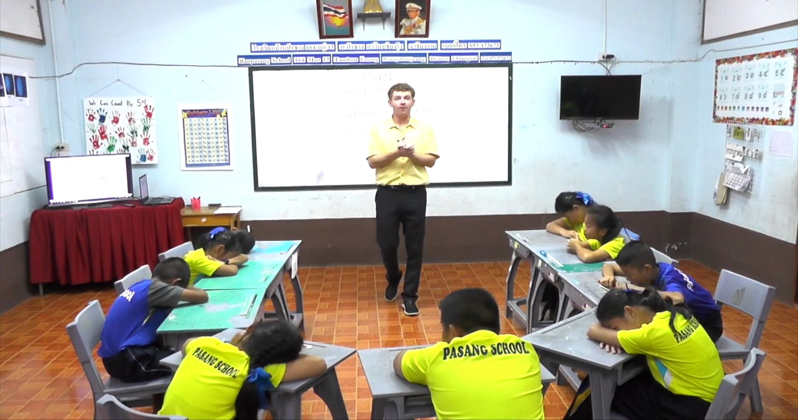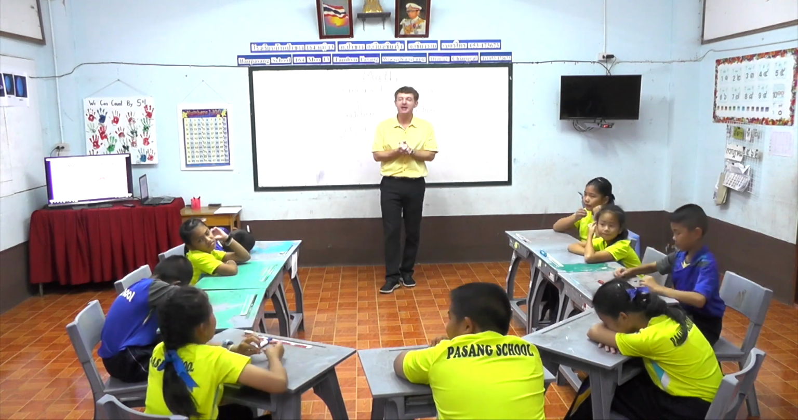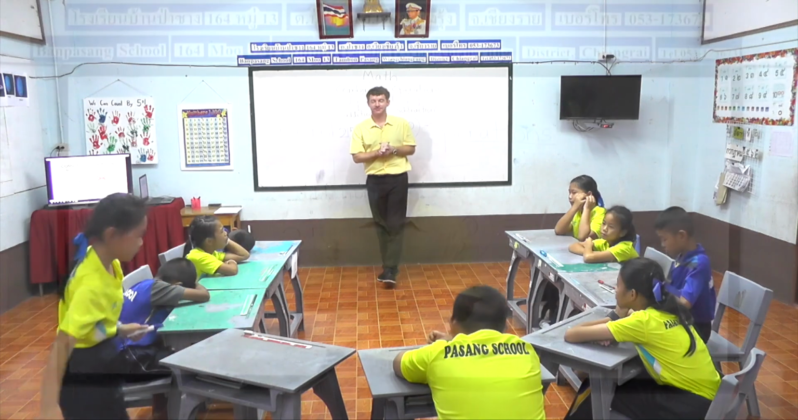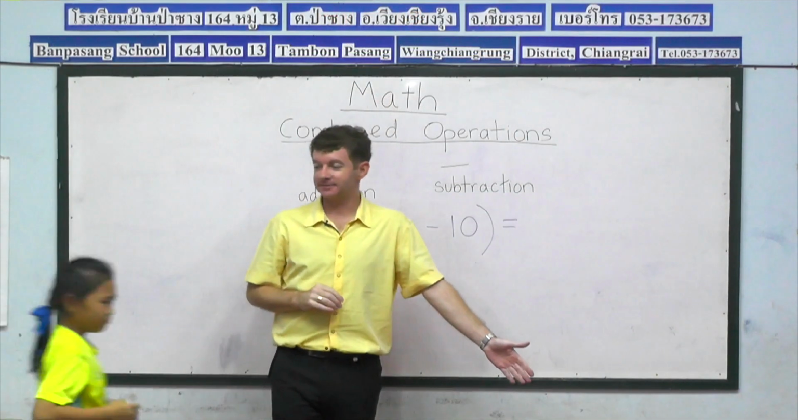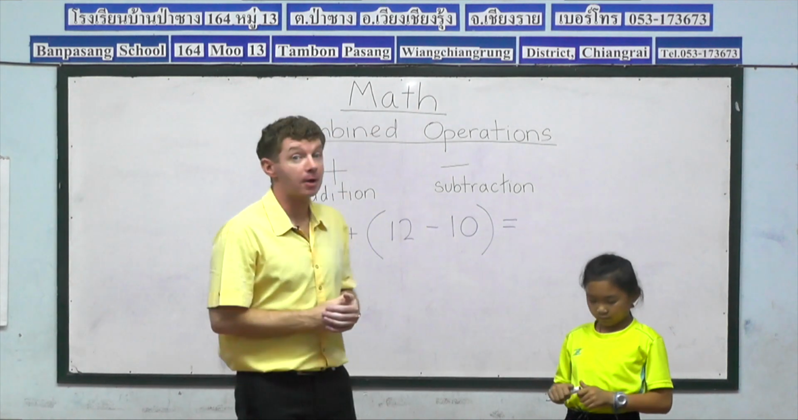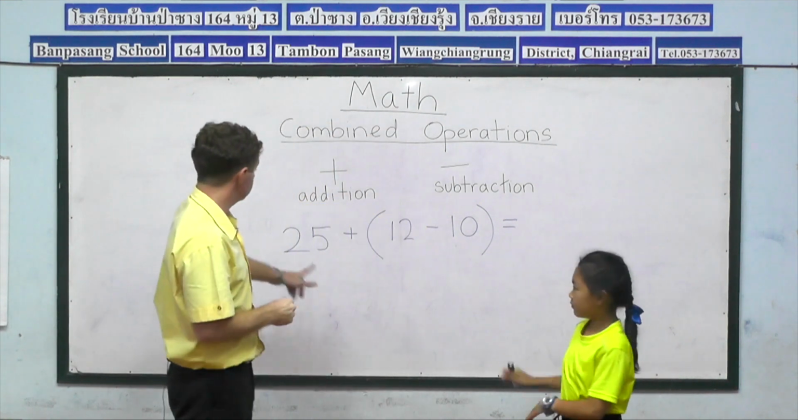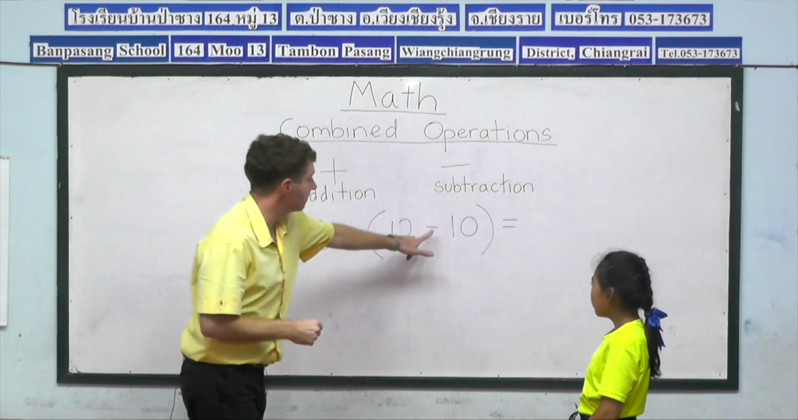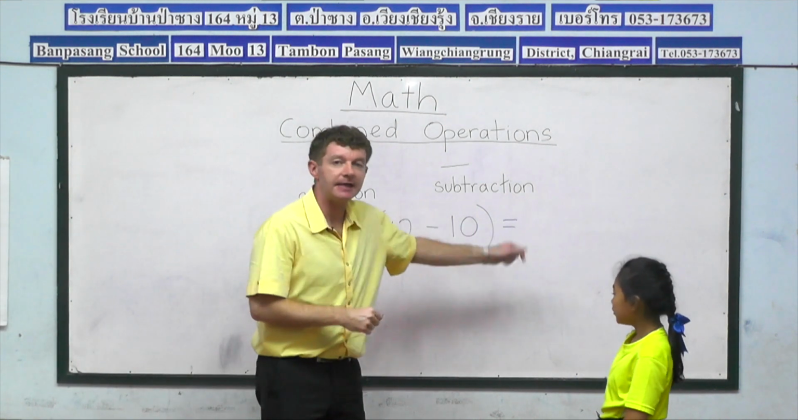Okay, so our first student has her pen. Nadia, can you please come and join me at the front of class? If you'd like to stand here for me, please. Okay, so first of all, guys, let's read the combined operation together. 25 plus 12 minus 10 equals.